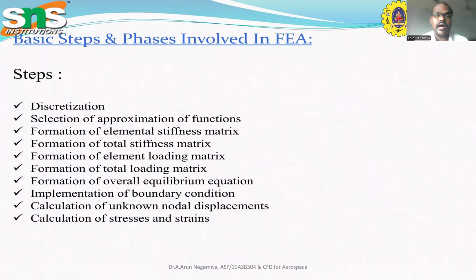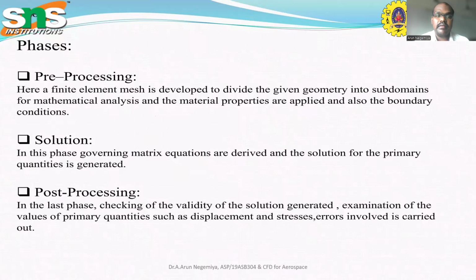Next are approximation functions, element stiffness matrix, and total stiffness matrix. These are the things involved in the steps. The phases can be classified into three: pre-processing, solution, and post-processing. In pre-processing, the geometry is cut into subdomains, and each subdomain is involved in the analysis. In the analysis, some mathematical properties are applied to this area.